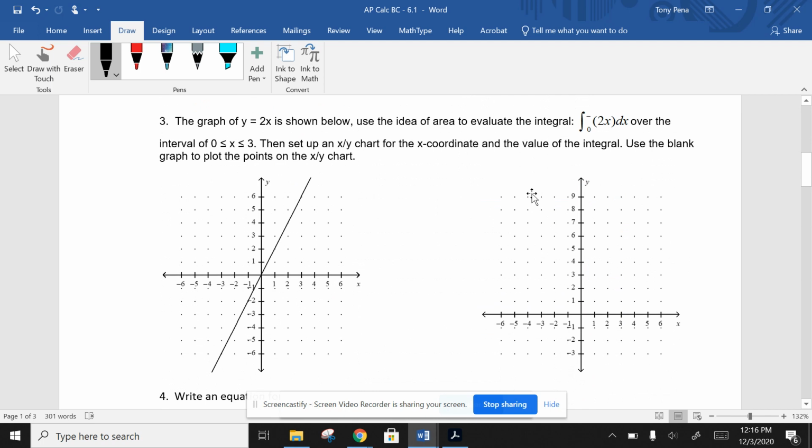So for number three, I give you the graph of y equals 2x. So that's the equation that you are going to look at. Using the idea of area that we did at the top of the page, I want you to evaluate this integral. And notice how I deliberately have this open-ended. I don't give you the upper limit there. So we're going to go from 0 to 0, 0 to 1, 0 to 2, 0 to 3, 0 to 4. So we're going to change our upper limit each time. And I'm going to do it from 0 to 3. And then you're going to set up an XY chart. That's actually how I kind of want you to do it. Put the XY chart in the middle.